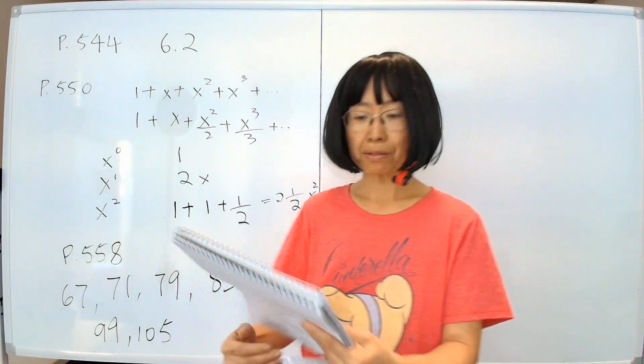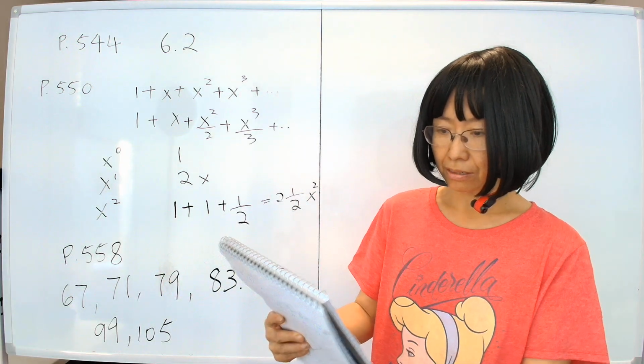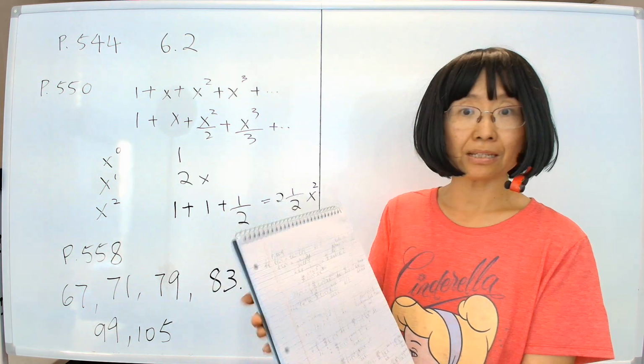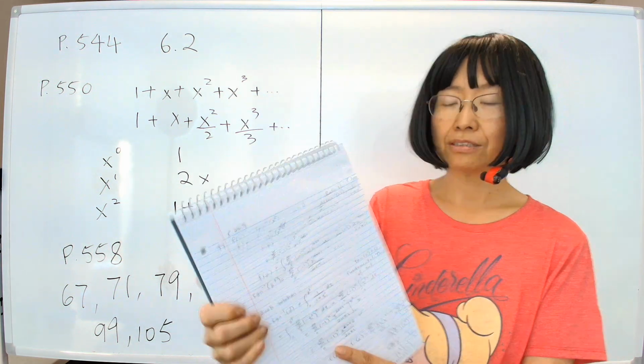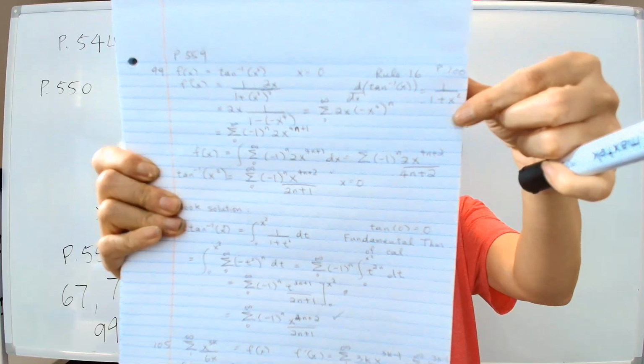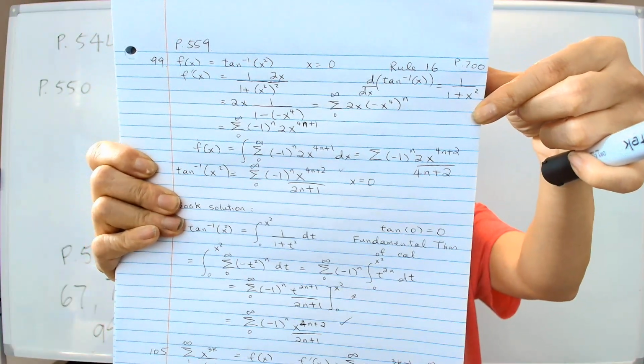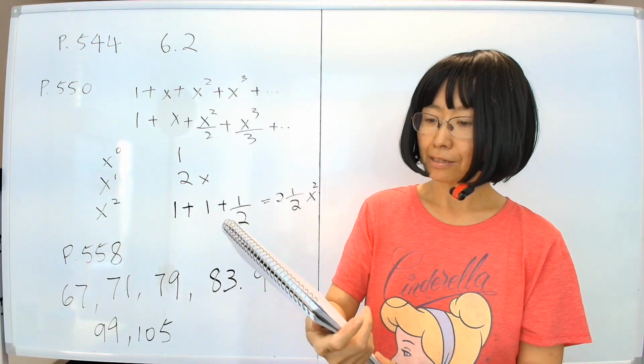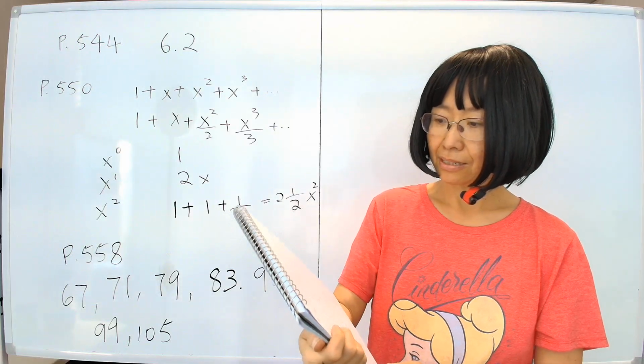Next, let's look at problem 99, where f of x is tangent inverse of x squared. By rule 16 of your derivative rules, the derivative of tangent inverse is 1 over 1 plus x squared. In case you forget, that's on page 700. Now that we know that, let's do that.